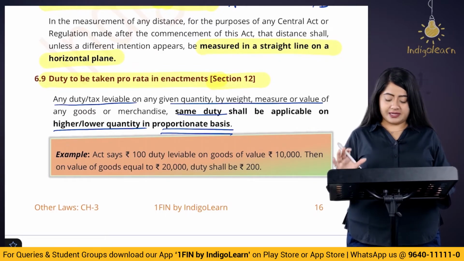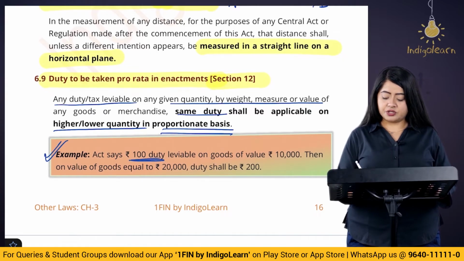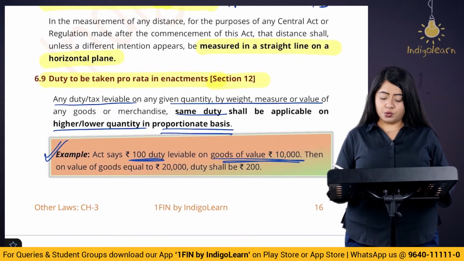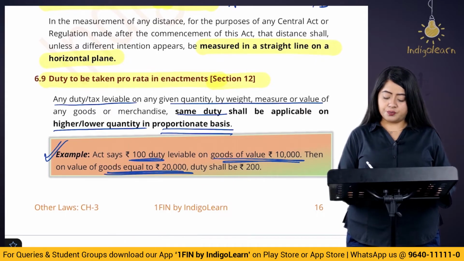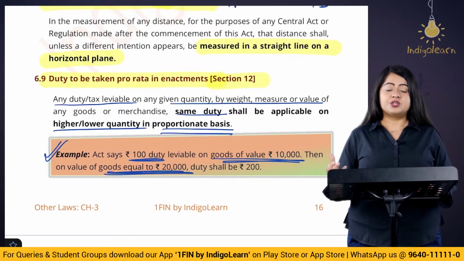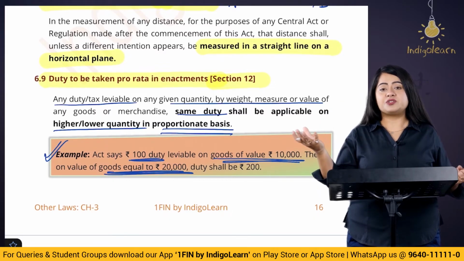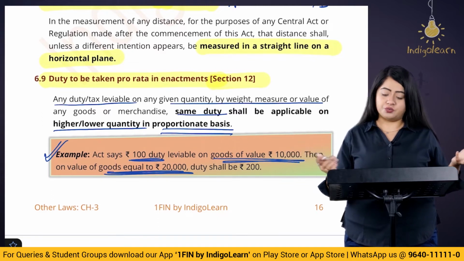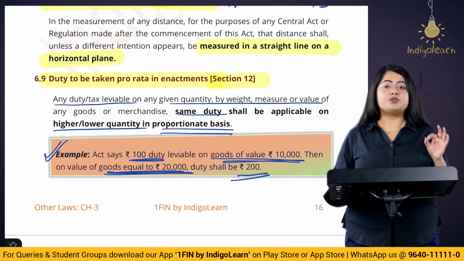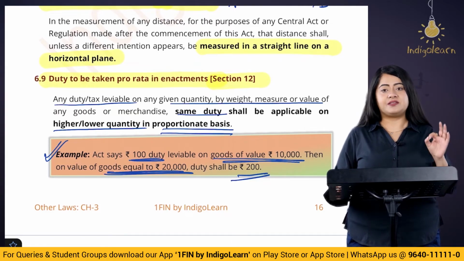Let's try to understand with an example. Suppose there is an act which says that 100 rupees duty is going to be payable on goods value of 10,000 rupees. In that case, if the goods value is 20,000 rupees, the duty is going to be on a pro rata basis. So if on 10,000 rupees of value the duty is 100 rupees, then on 20,000 rupees of value of goods the duty is going to be 200 rupees. So the duty, penalty, whatever it is, has to be calculated on a proportionate, pro rata basis, based on whatever is stated in the statute.